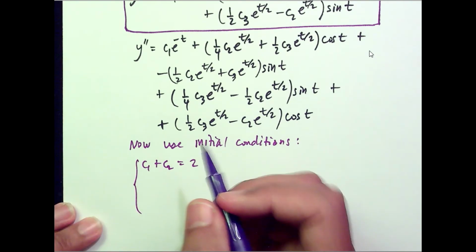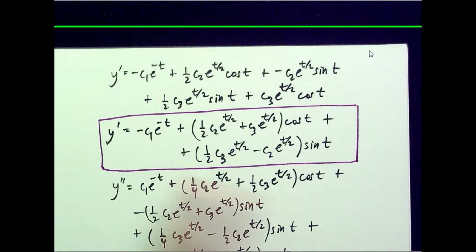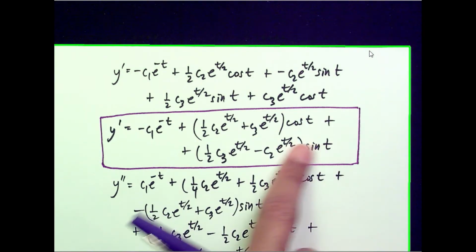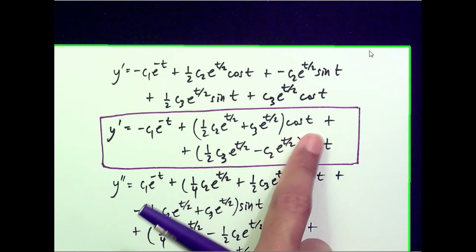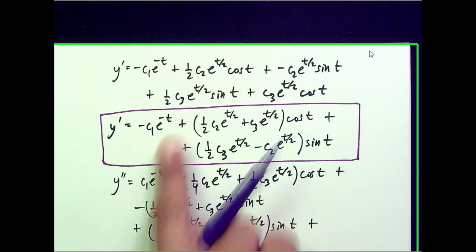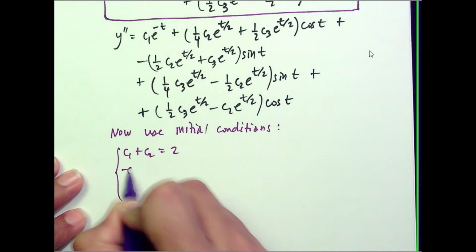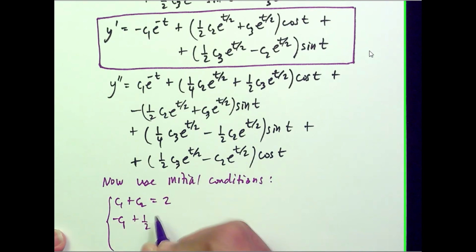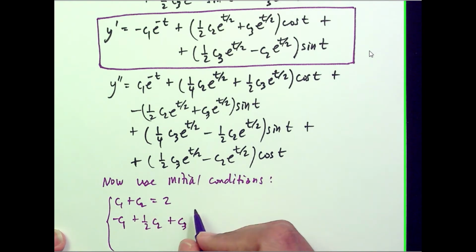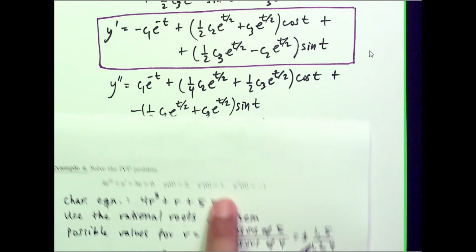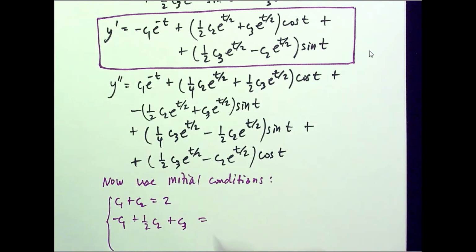Now let's plug in 0 in the first derivative. Plugging in 0 here for t, the sine of 0 is 0, so everything gets killed. Cosine of 0 is 1, that is 1, that is 1, and that is 1. So you end up with negative c1 plus a half c2 plus c3 equals. What did they tell us that's supposed to be equal to? They told us that's supposed to be equal to 1. So that is 1.